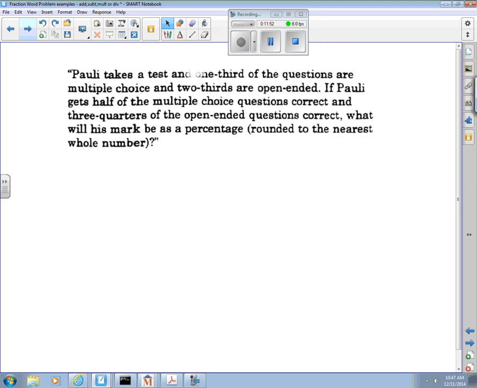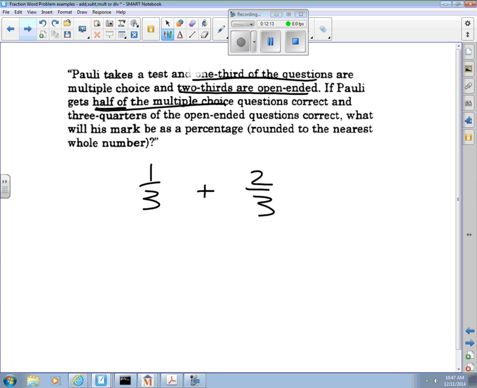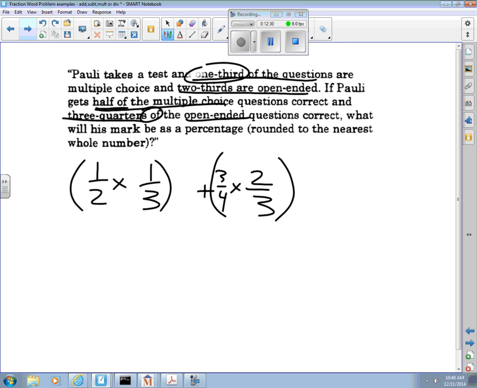Finally, here's one that involves a couple, or actually 3 operations to get the right answer. Polly takes a test, and 1/3 of the questions are multiple choice, 2/3 are open-ended. So if I want to make the whole test, I have to get 1/3 plus 2/3. But he only gets half of the multiple choice, so he gets half of the 1/3 correct, and of in math usually means multiply. He gets 3/4 of the open-ended, so he gets 3/4 of the 2/3 right. So in the end, BEDMAS says I have to do those 2 multiplies first as if they were in brackets. I don't actually need to put them in brackets.